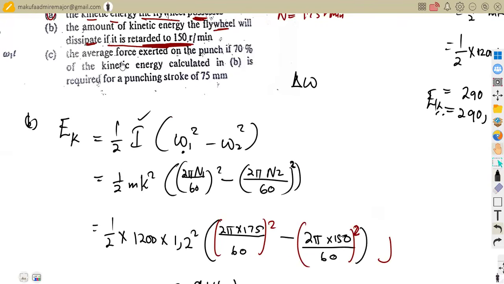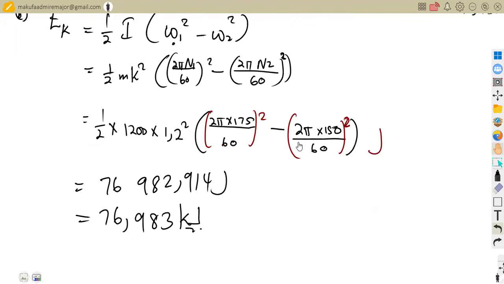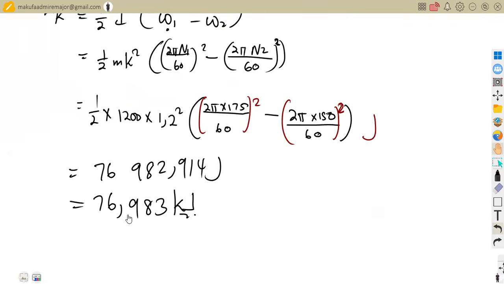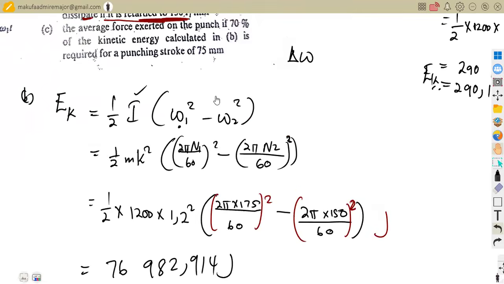Now they're saying the average force exerted on the punch, if 70% of the kinetic energy calculated in B is required for punching stroke. All right, we need 70% of the kinetic energy calculated in B. In B, this is our B here. This is it, B, this one. So we need how many percent here of this energy? We need 70%.